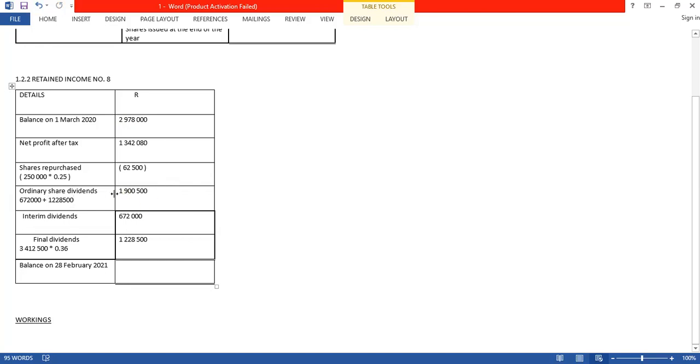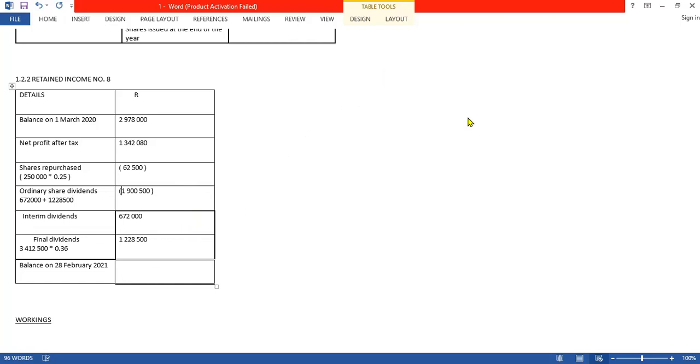Sorry for this one, I did not put it into brackets, and it must be in brackets because we are going to subtract it. So put it in brackets, guys. This is it. And then we are going to subtract 1,900,500, and that will give us our balance at the end of the year.